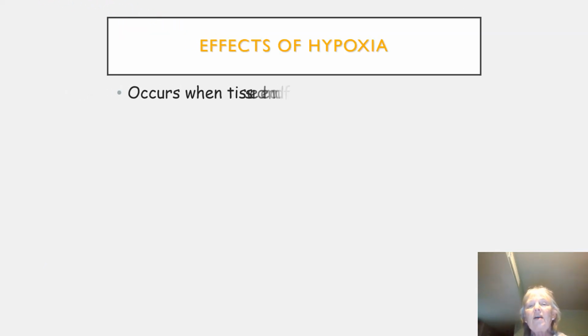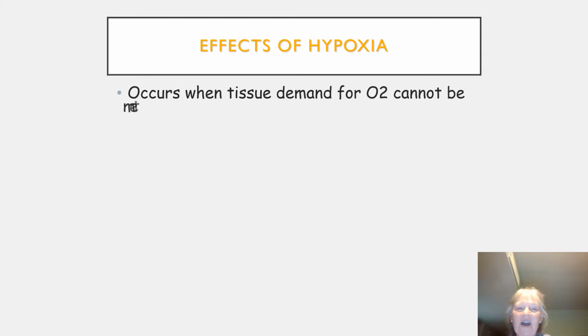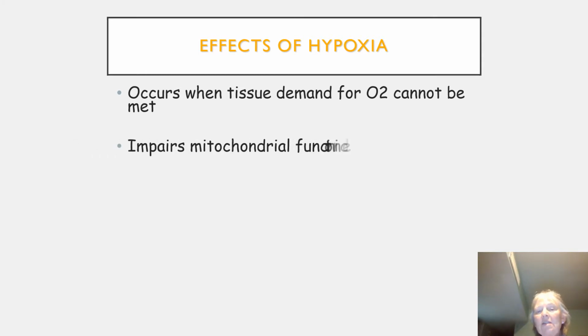So what are the effects of hypoxia, okay? This happens when your tissue can't provide the oxygen that the patient needs. And what it does, it affects your mitochondrial functions in the cell. Remember, your mitochondria are there to produce your energy. And so if you don't have enough oxygen, you're not going to be able to make ATP. And if you can't make ATP, you don't have energy.